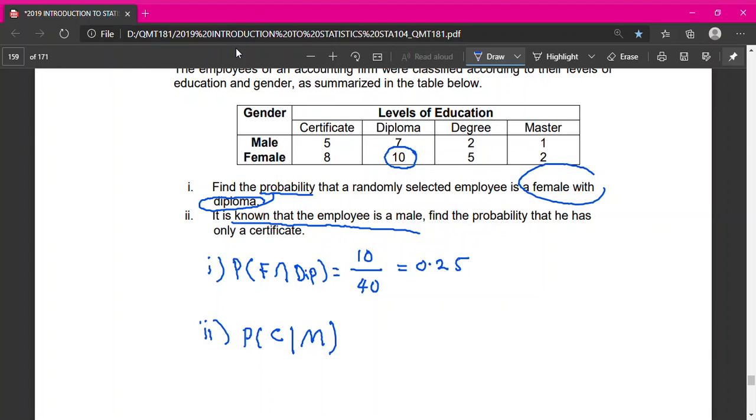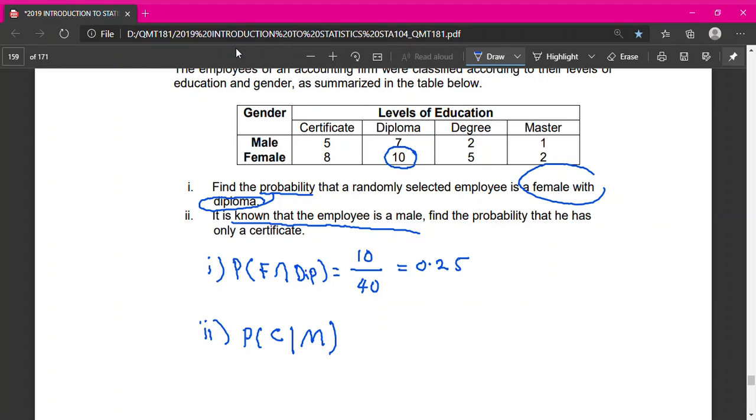Probability that an event has happened when the other event has already happened. Benda ni yang berlaku dulu. Okay, yang kat belakang ni given ni. Given that the employee is a male, what is the probability that he has only a certificate? Means that you kena transfer ke dalam bentuk statistik.